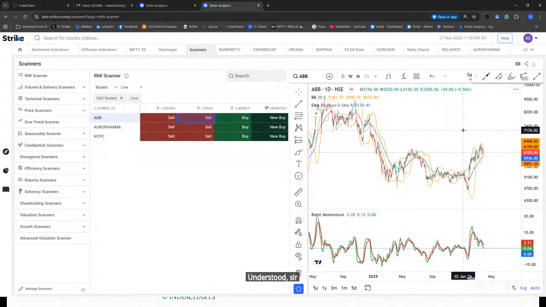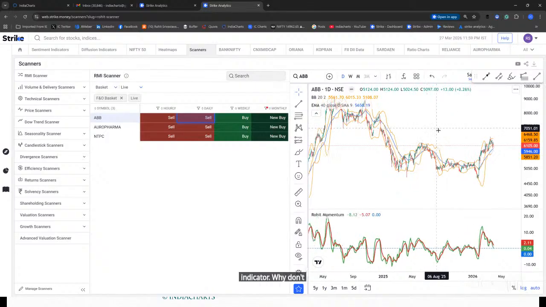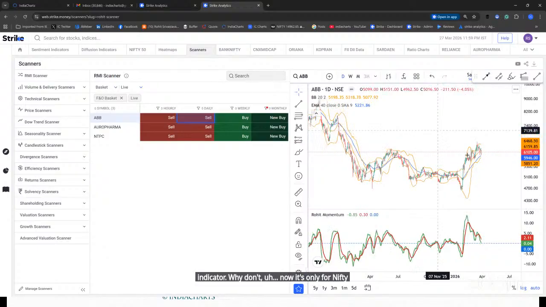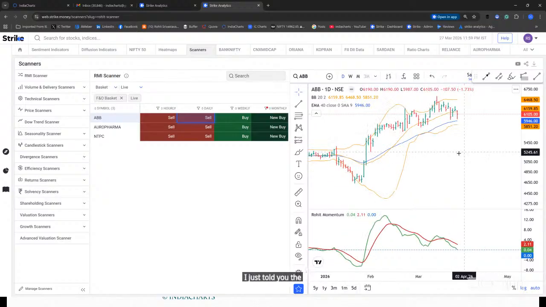Once you learn to use swing along with RMI, you will get even more accurate results. Understood, sir. So, like your momentum swing indicator, now it's only for Nifty and Bank Nifty and indices. So not possible to introduce for stocks also? I just told you the formula. It includes 300 stocks to calculate the swing. How can I calculate it for a stock? It's a market-wide indicator, na?